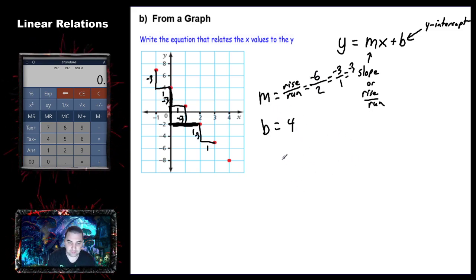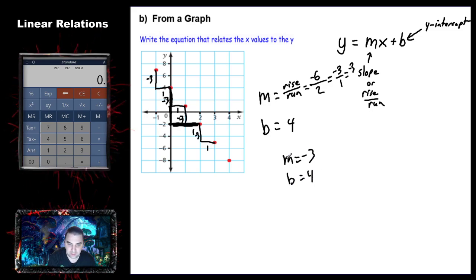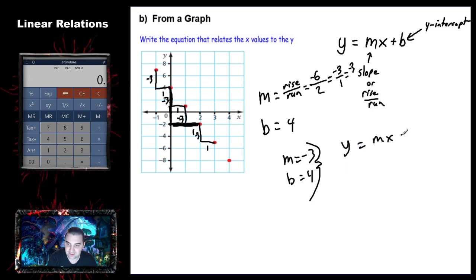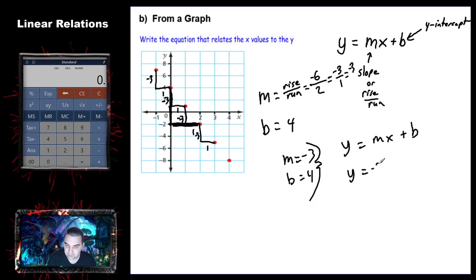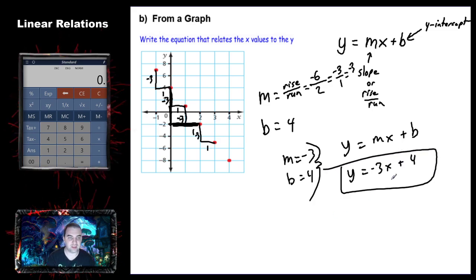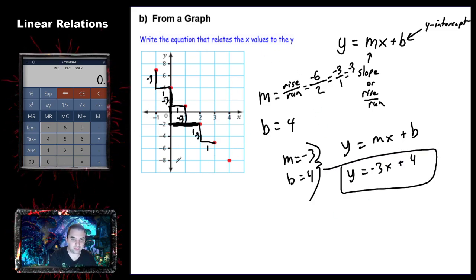Now I have my m. And I have my b. With this information, we can create the slope-intercept form of a line. Remember, the y and the x are just y and x. So y is y, m is -3, x is x, and b is 4. This is our equation of the line that relates to the information we have here.